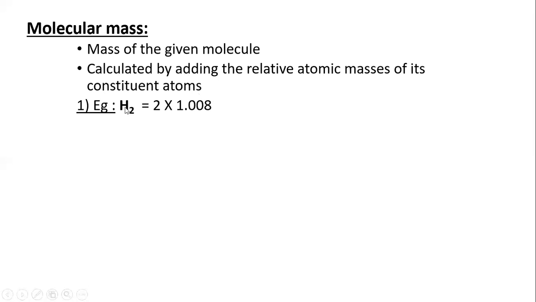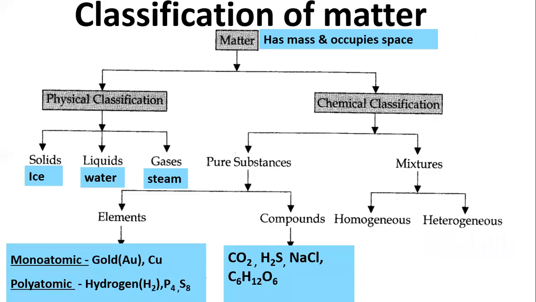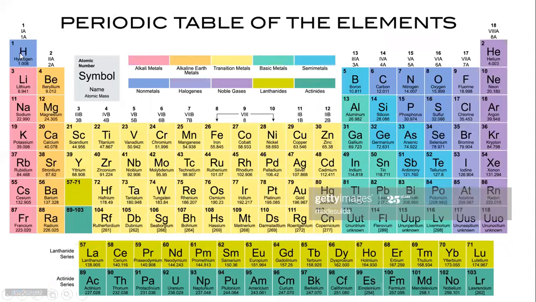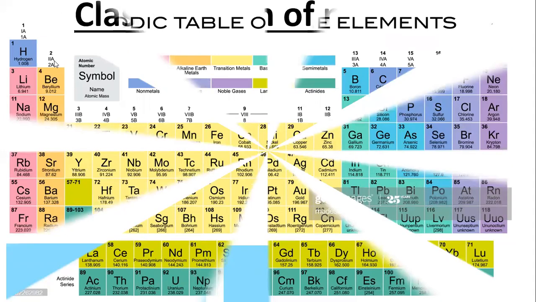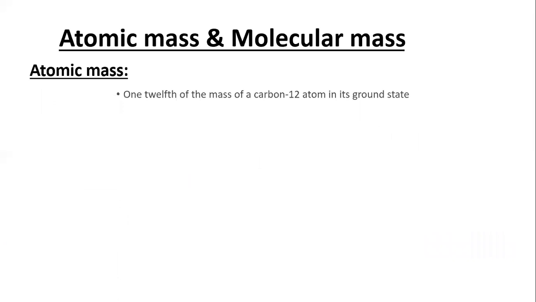We all know hydrogen's atomic mass. For this only I attached the periodic table. See here. If you look at this periodic table, hydrogen will have the atomic mass of 1.008. So this is said to be the atomic mass. Now using that we are going to substitute here.